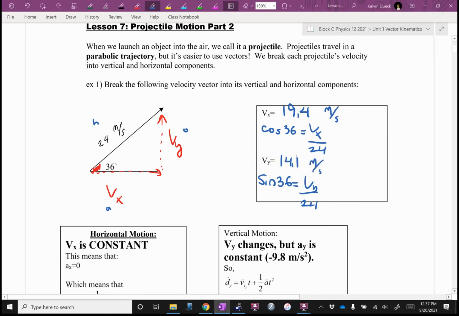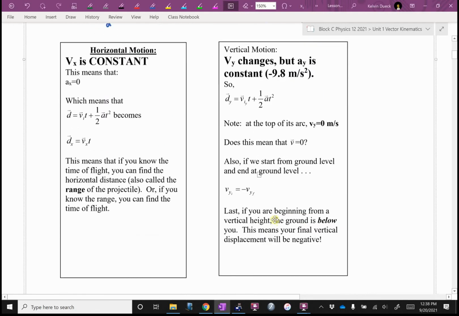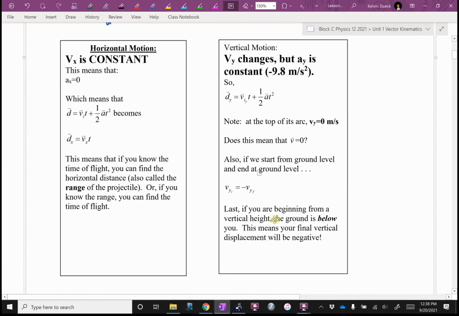There will be a question on your test somewhere where I just say, hey, find the components, the vertical and horizontal components. Let me pause. So when you're studying, these two columns are pretty good to kind of like, oh, this is stuff I need to know.